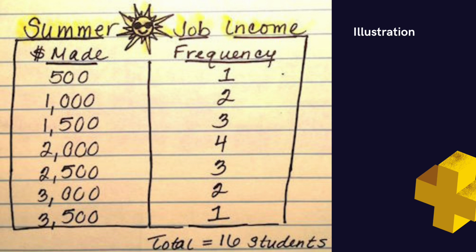Now that we see the data on a chart, we can see that 4 of the students made about $2,000 in total over the summer. If we find the mean, we see that it is $2,000. The mode and median in this data distribution also happen to be $2,000. In a normal data distribution and perfectly symmetrical bell curve, the median and mean are always the same value.